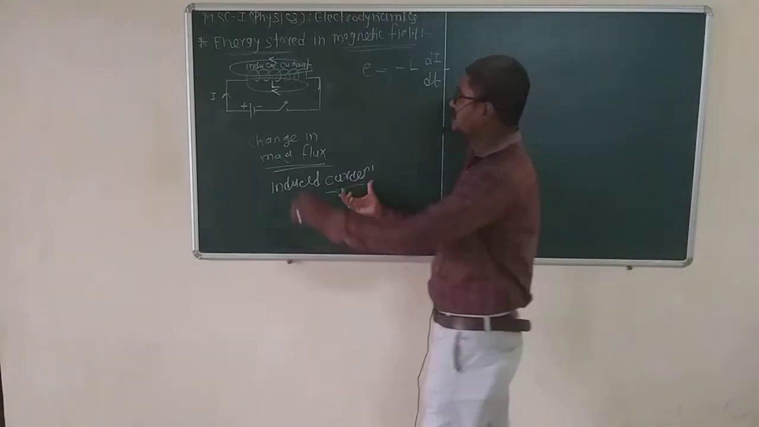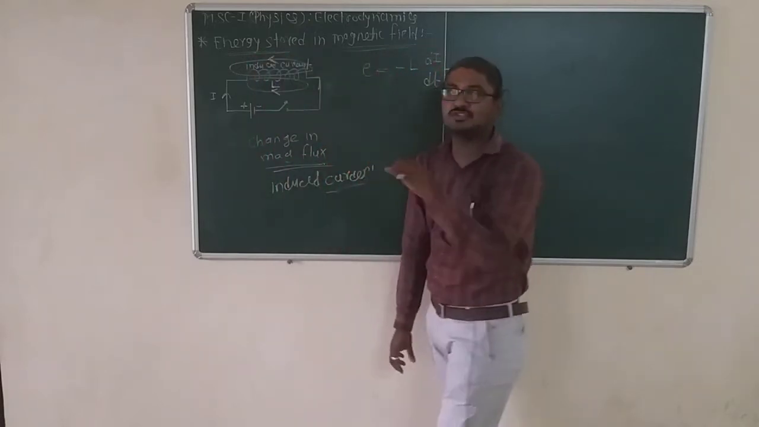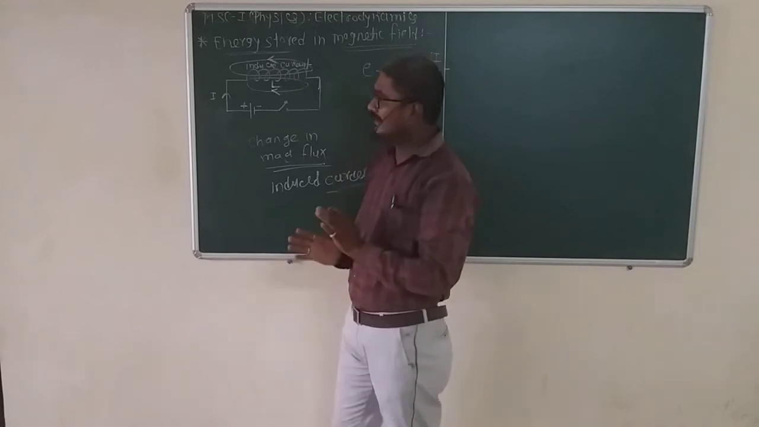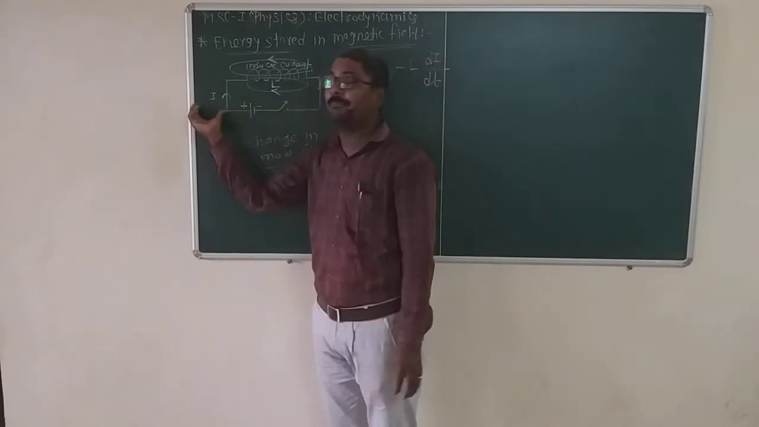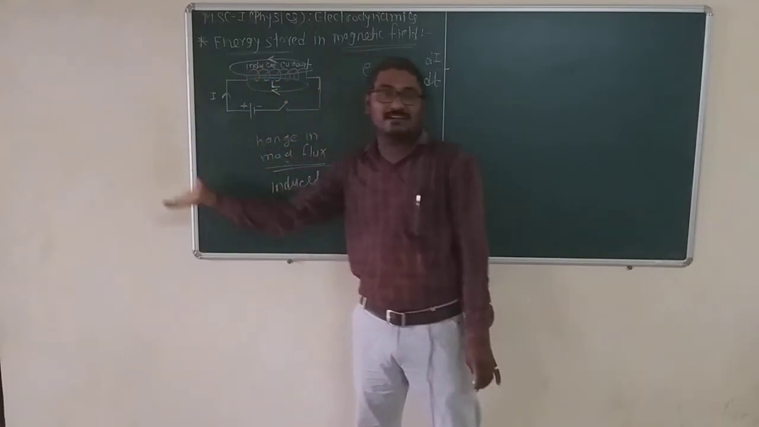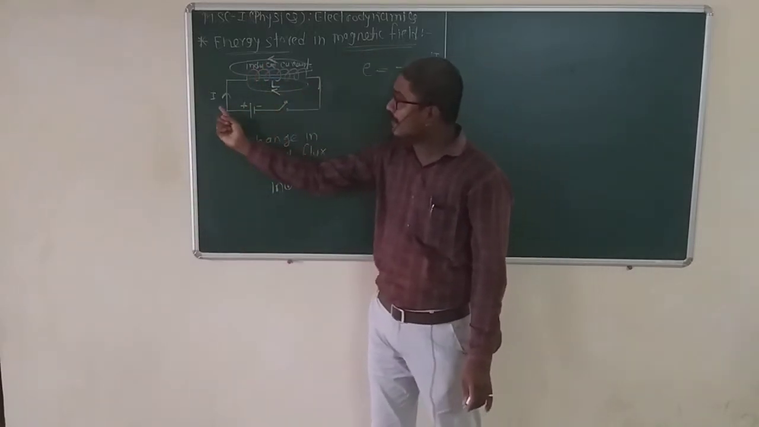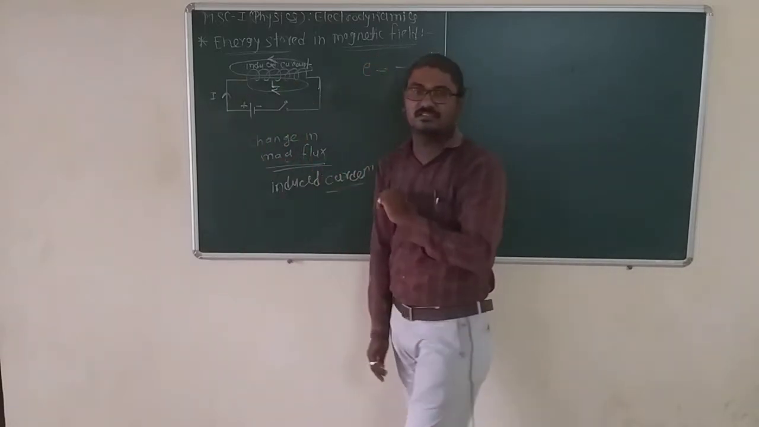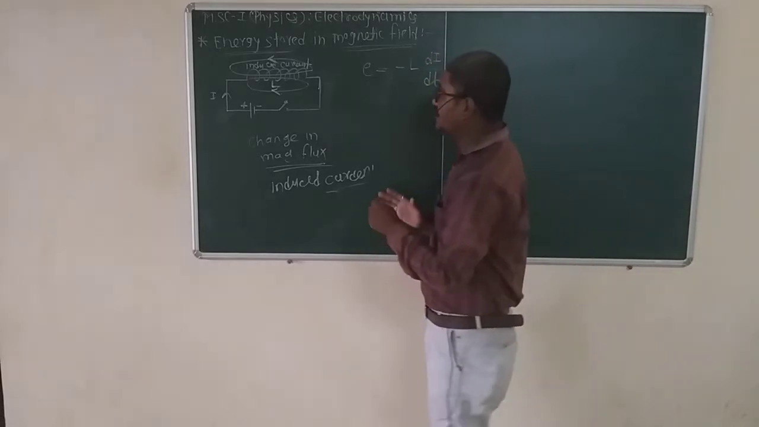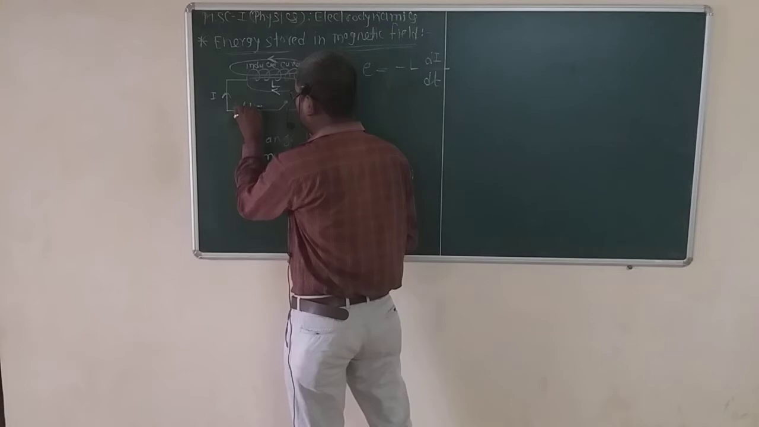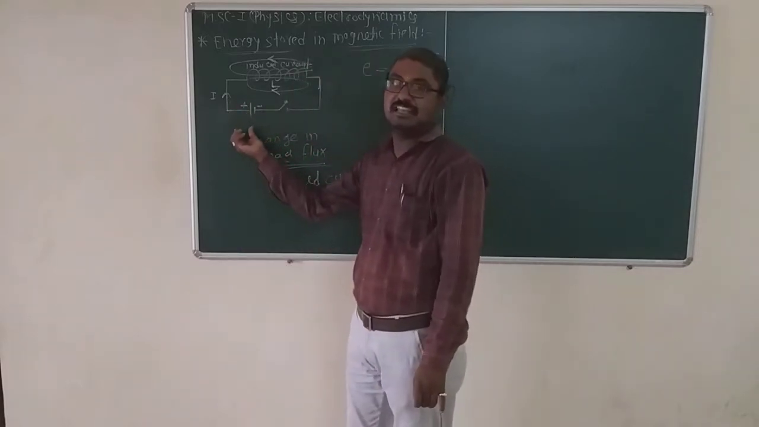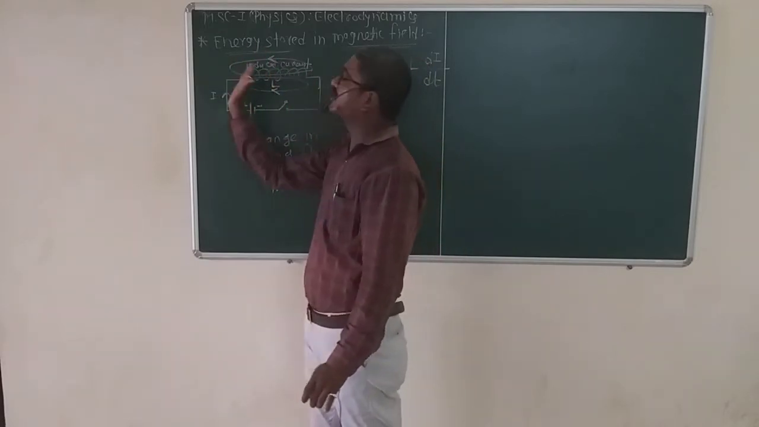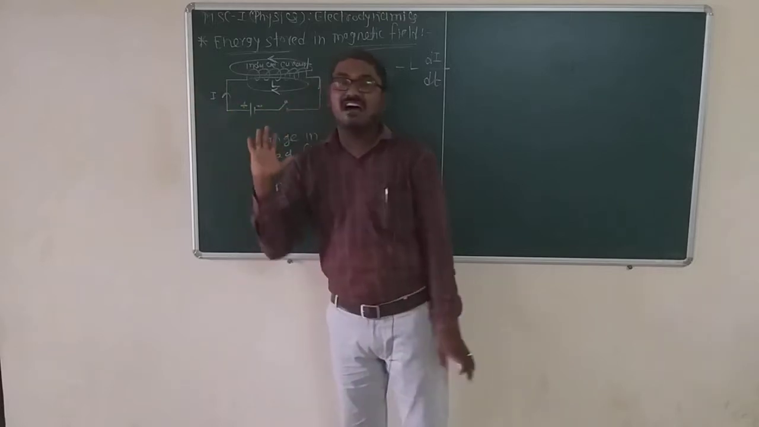In the solenoidal coil, or inductor, the induced current will be produced. But this induced current is opposite to the applied current, meaning the direction of the induced current is opposite to the applied current. That's why some work will have to be done by the cell, because the induced current is opposite to the applied current.